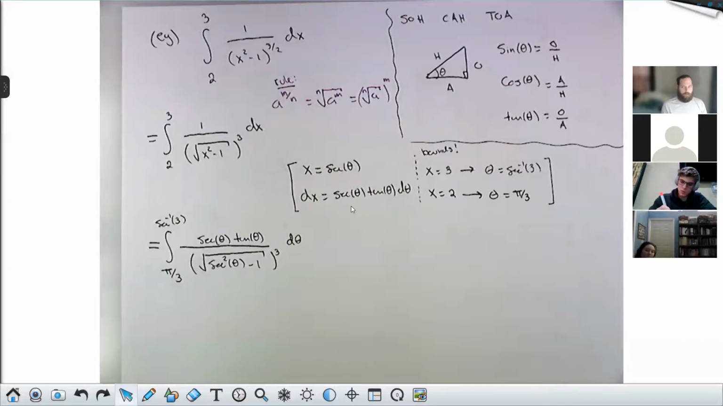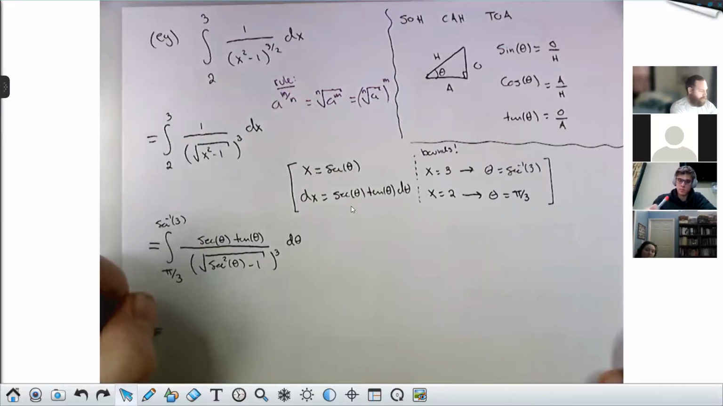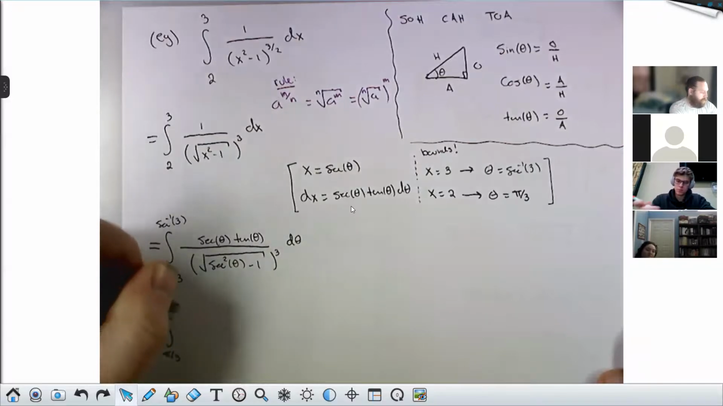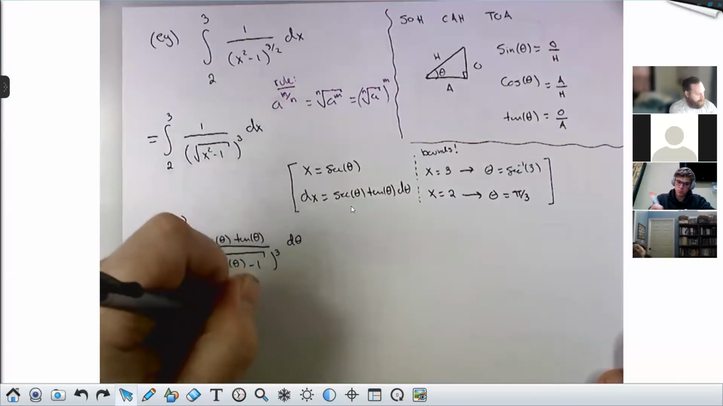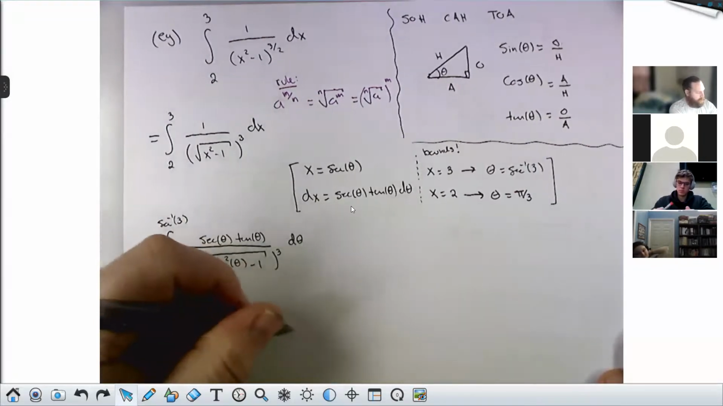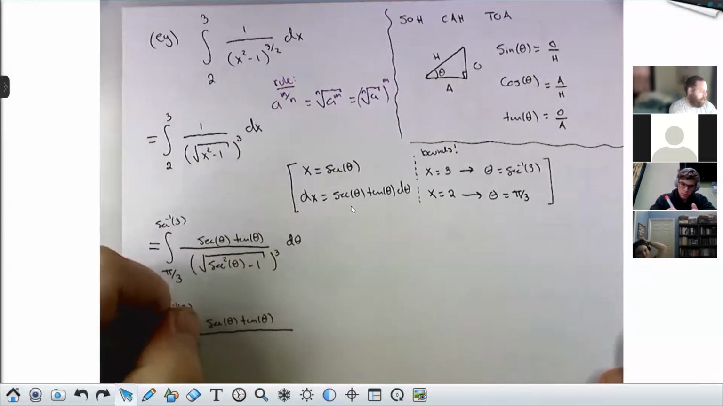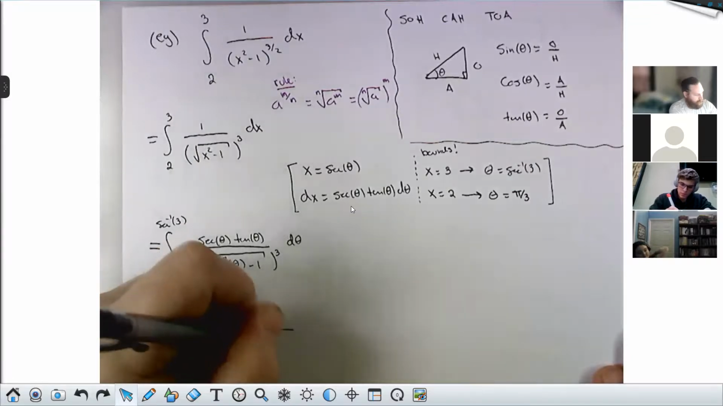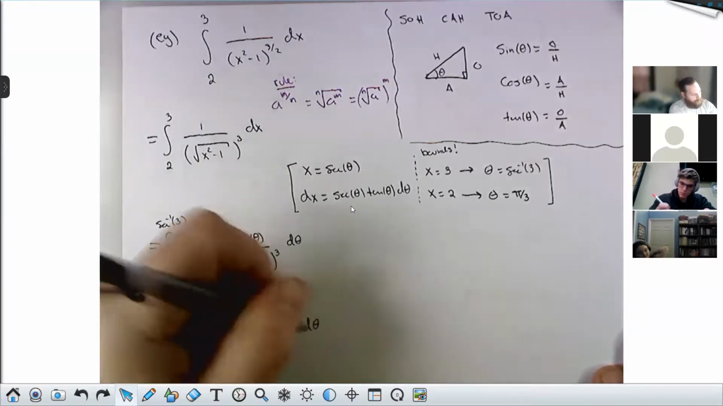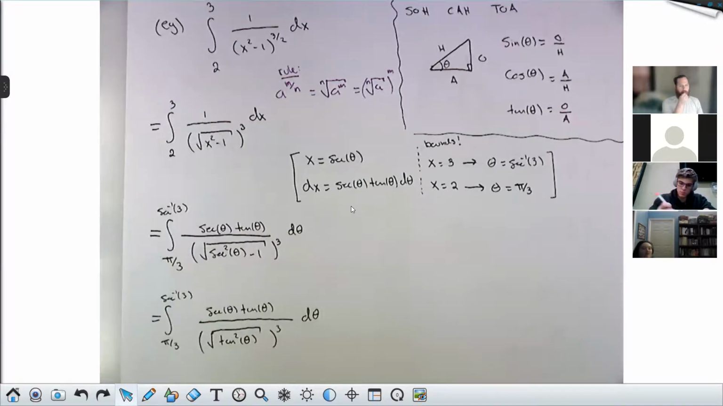Downstairs, under the radical, I can apply my trig identity. Secant squared minus 1 is tangent squared. And I get the integral from pi over 3 to the inverse secant of 3, secant theta, tangent theta, upstairs still. Downstairs, I have the square root of tangent squared theta, all cubed, d theta. Square root of tan squared is tangent.